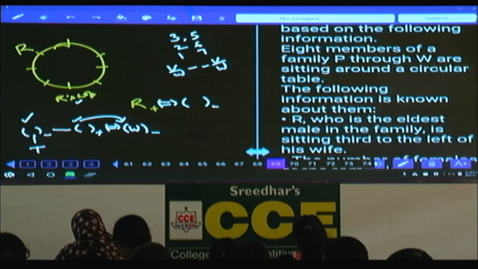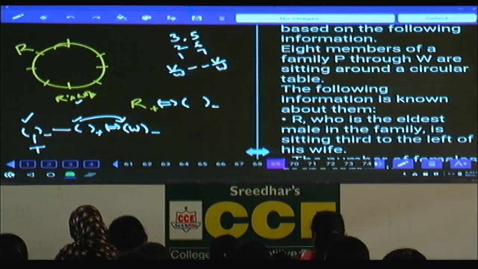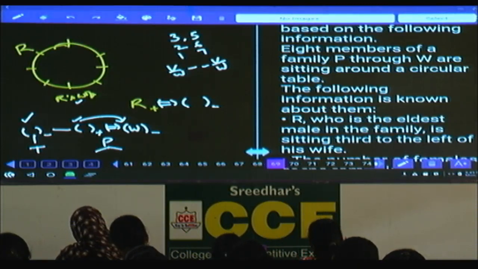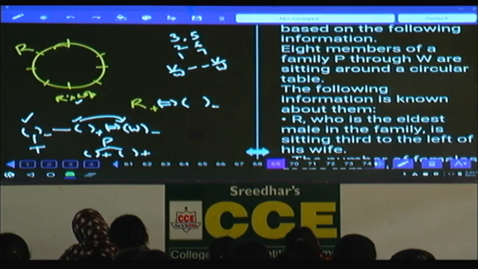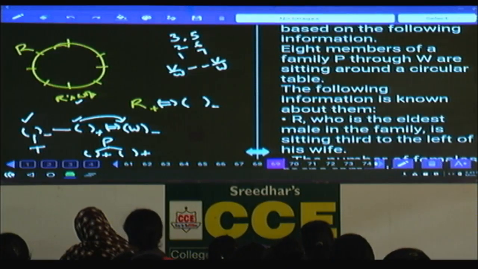One of P's sons is sitting opposite to him while the other is adjacent to him. Now this P is having how many children? 2 children. P is having two sons. One of the sons is opposite and the other son is adjacent to that person.